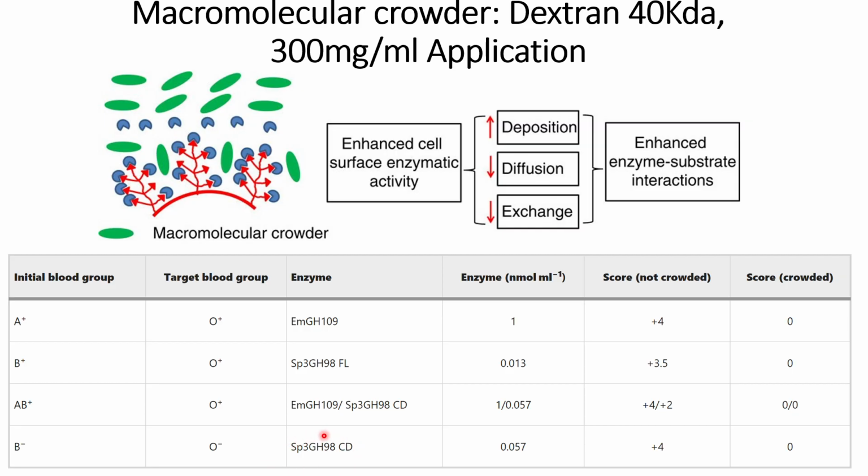that is sp3gh98cd. And the enzyme concentrations that they have used are 1 nanomolar per ml, 0.013 nanomolar per ml and 1 nanomolar per ml for EMG H109 and 0.057 nanomolar per ml for sp3gh98cd. This is very effective, and similar concentrations they have used for B negative cells. And they did their experiment in two different conditions. First one is without crowder, that is without using the Dextran, and second one is with using the Dextran.